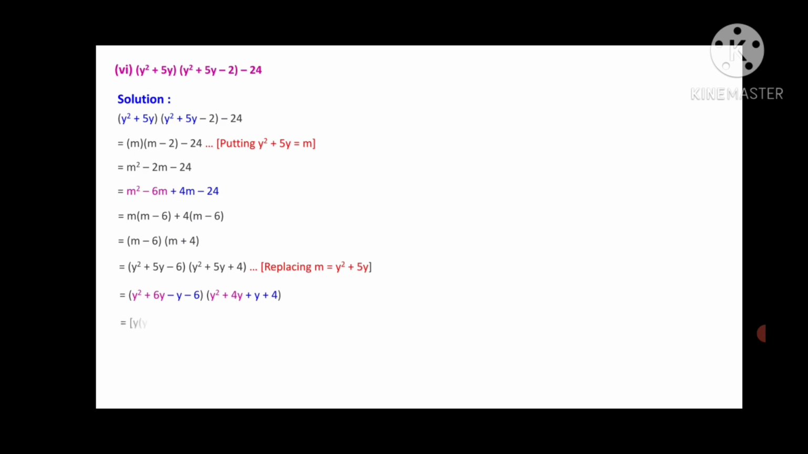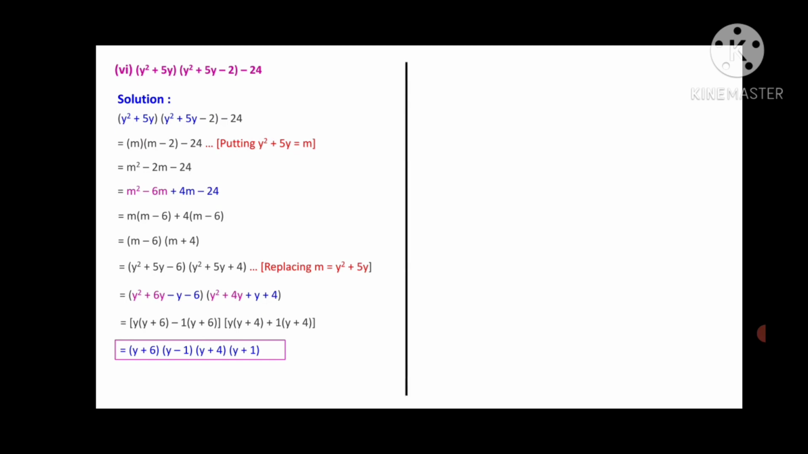So factorize it. y square plus 6y minus y minus 6 in one bracket, another bracket y square plus 4y plus y plus 4. So y into bracket y plus 6 minus 1 into y plus 6, y into y plus 4 plus 1 into y plus 4. So the total factors will be y plus 6 in one bracket, y minus 1 in another, y plus 4 in one, y plus 1 in another.